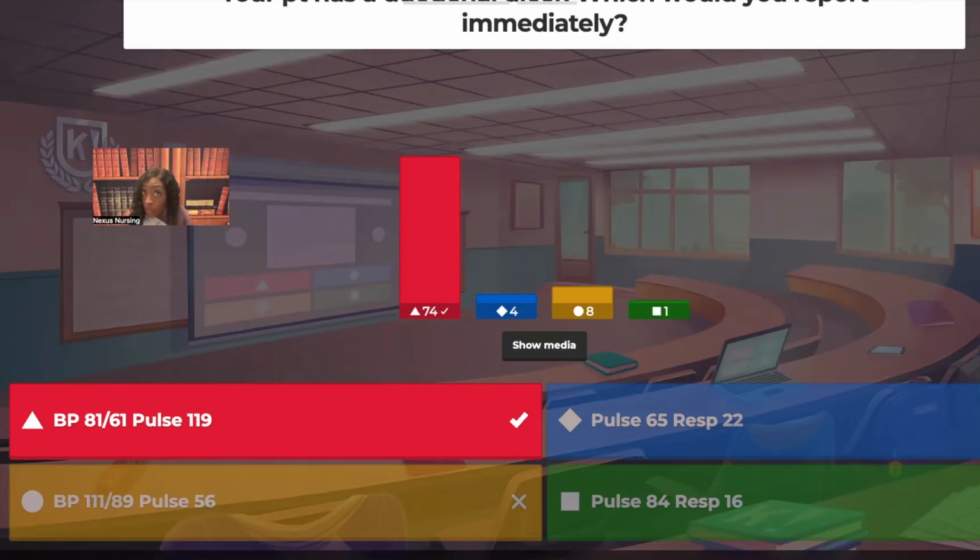By the way, you better know those signs and symptoms of hemorrhage, because from what I heard, that's a select all that applies on a very famous test. Make sure you know them. H&H go down. That's your hemoglobin and hematocrit. That's your H&H. Okay, guys?